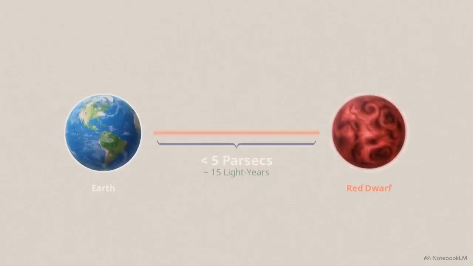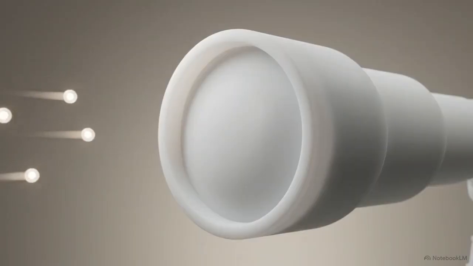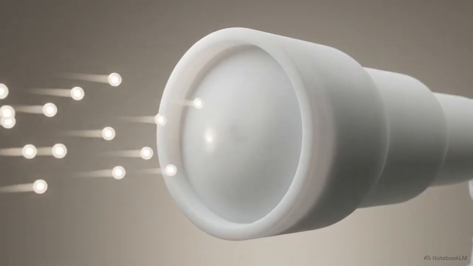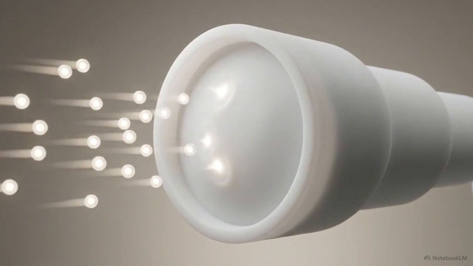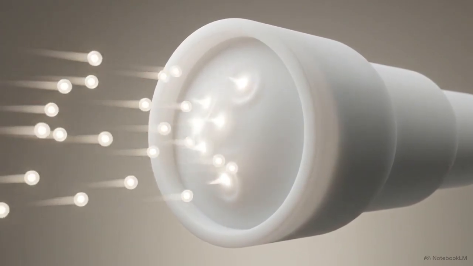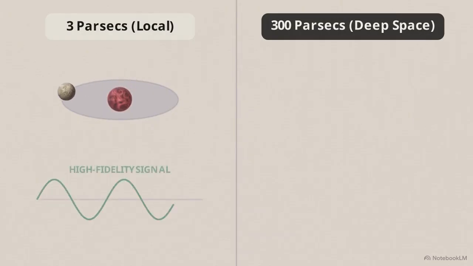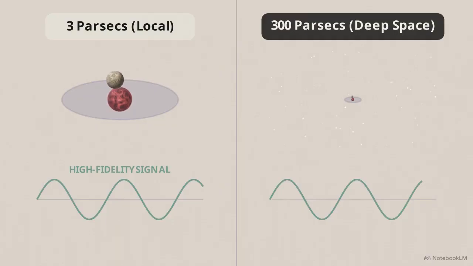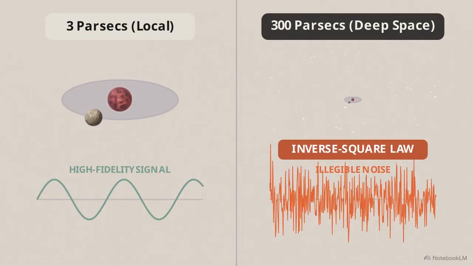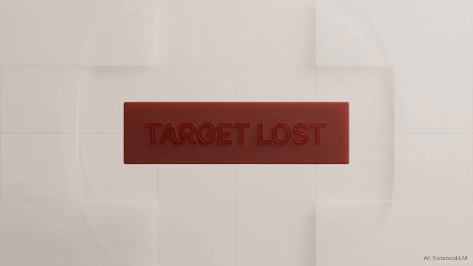When a stellar system is located within a few parsecs of Earth, the flood of incoming photons allows astronomers to resolve mathematically faint planetary signals that would otherwise remain invisible. A rocky planet orbiting a dwarf star at 3 parsecs generates a distinct, measurable signature. If that exact same system were placed at 300 parsecs, the inverse square law degrades the data quality so severely that the planet vanishes from our instruments entirely.